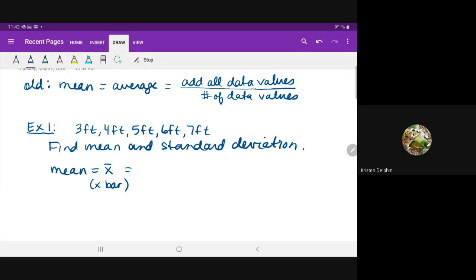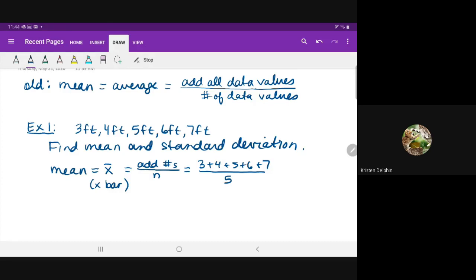There's a notation you guys don't know yet, so I won't use that notation. But we're going to add the numbers and divide by, I'm going to call it N, so that you're more familiar with the notation that we use in statistics as well. So in this case, you're going to add the numbers 3 plus 4 plus 5 plus 6 plus 7, and then divide by the number of numbers, which is 5.